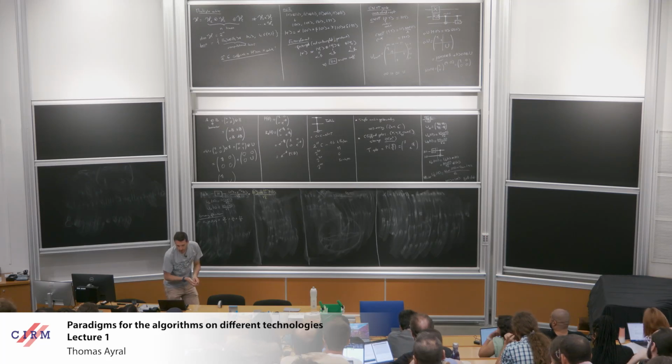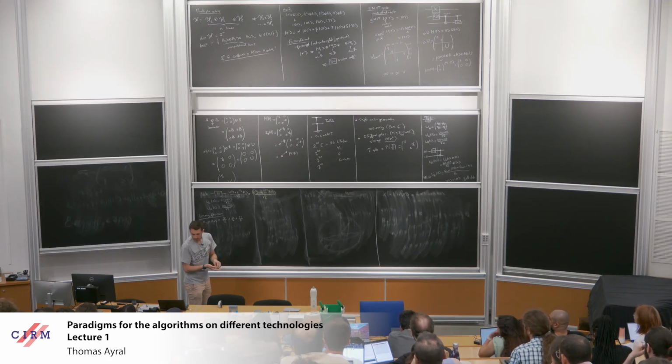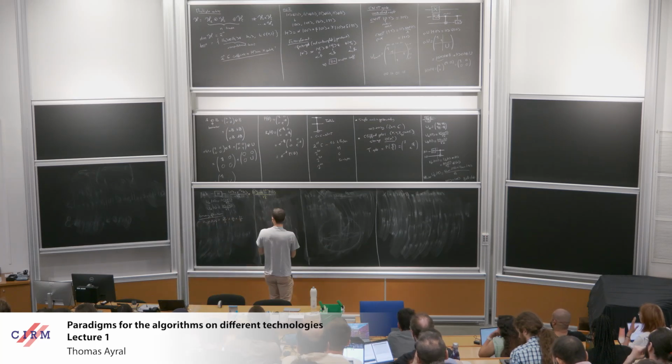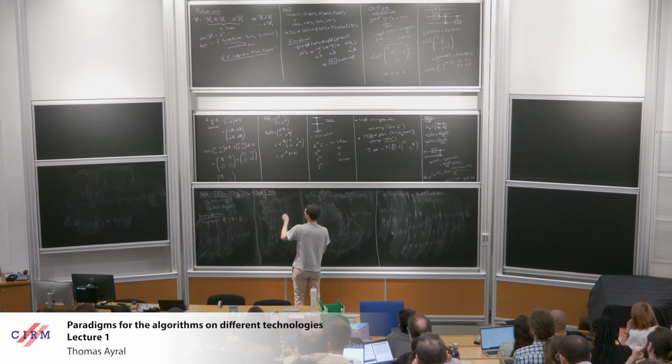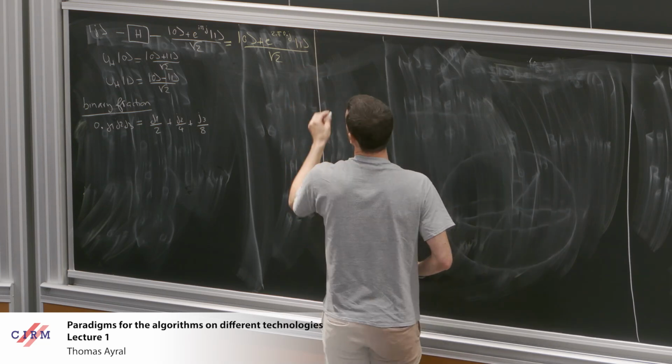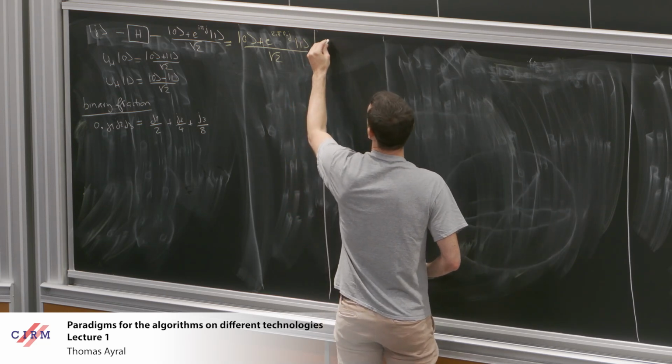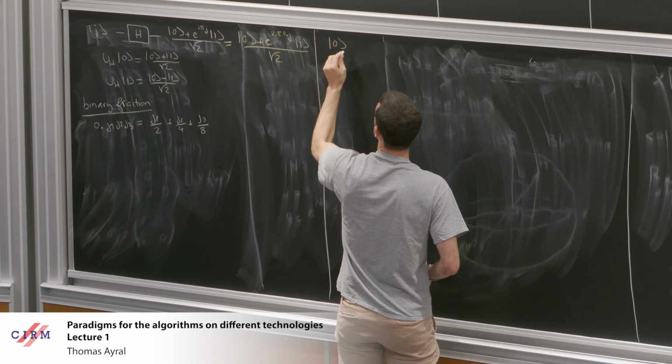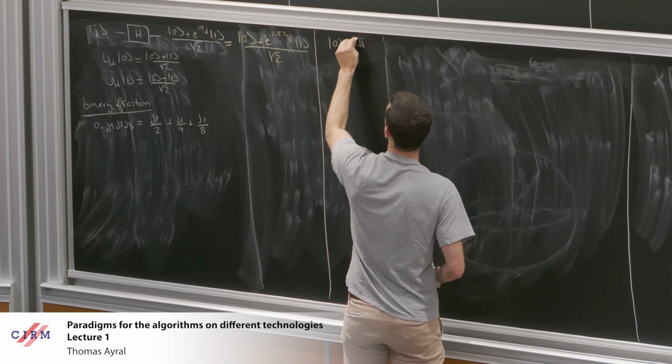Okay, and now I'm going to use another circuit, a slightly different circuit, which will be a very important building block. And essentially, once you know this circuit, you can do a Fourier transform. And this circuit is the following. We're going to make it simple first. So 0, Hadamard.